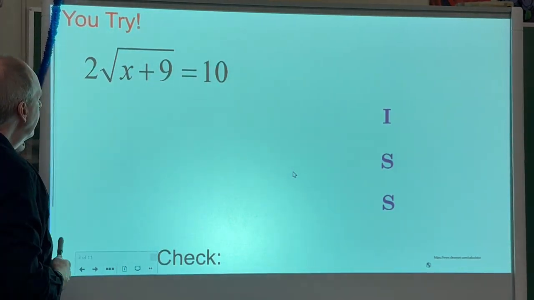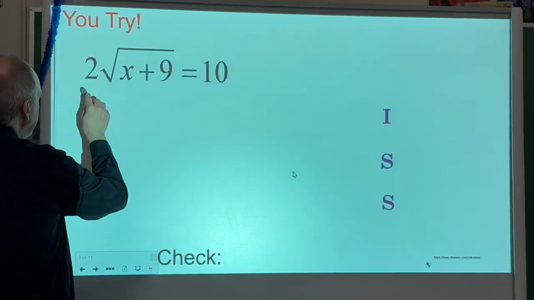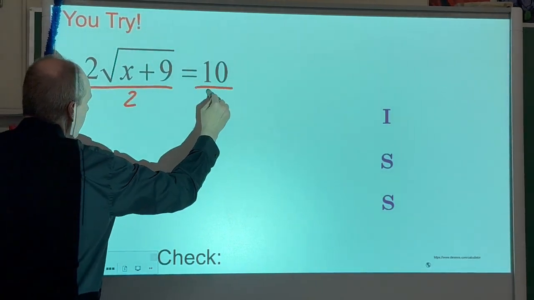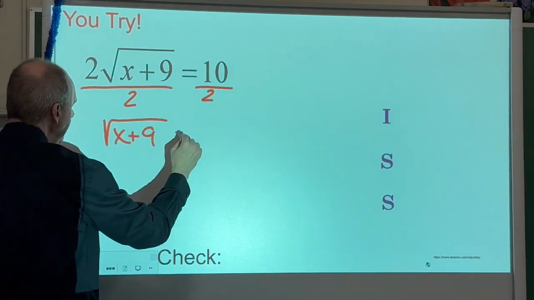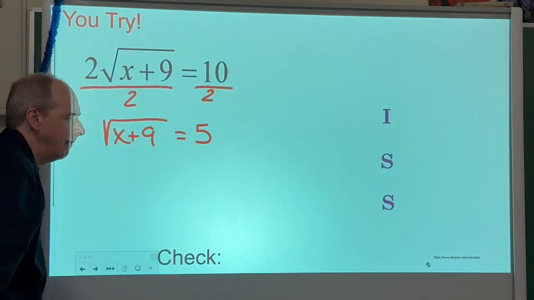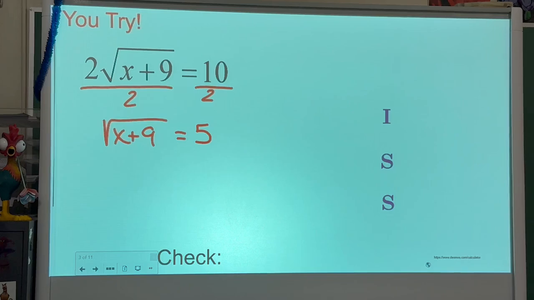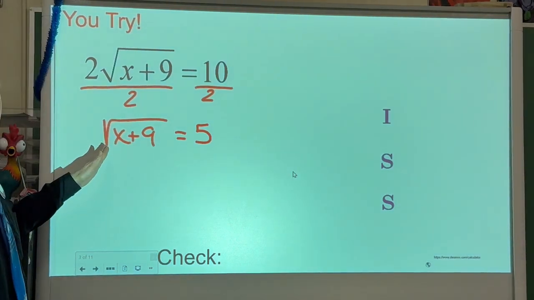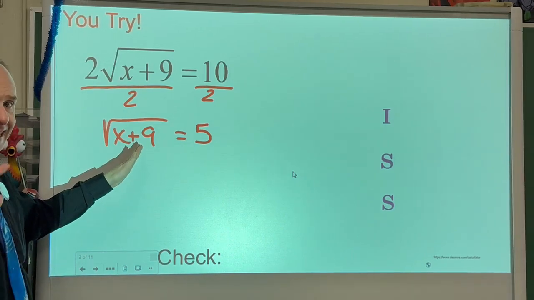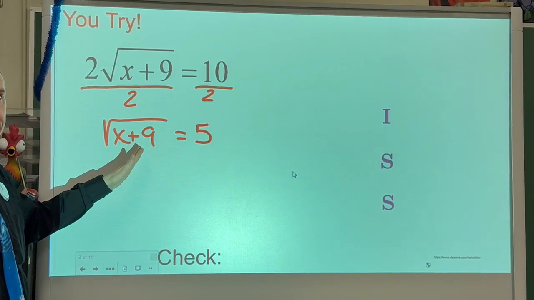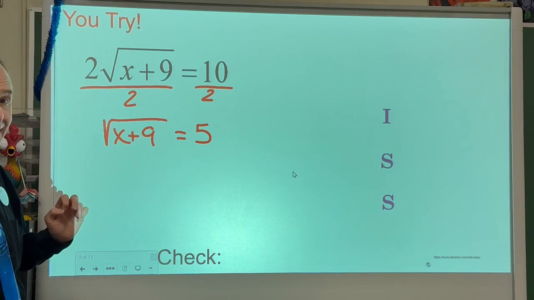As I look at my square root, I see that there's a 2 outside. My first step would have been dividing by 2. I hope that's what you chose to do. 10 divided by 2 is 5. Isolation is done. Here's how I know. There's nothing outside of the square root on this side. The plus 9 is inside the square root. It's not outside. So the radical is isolated.